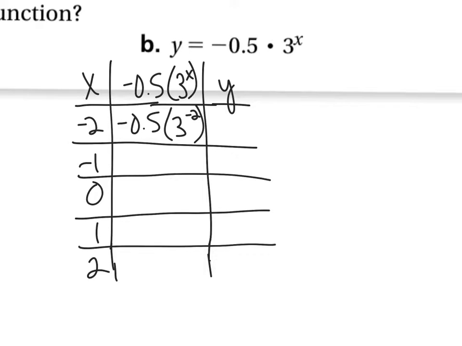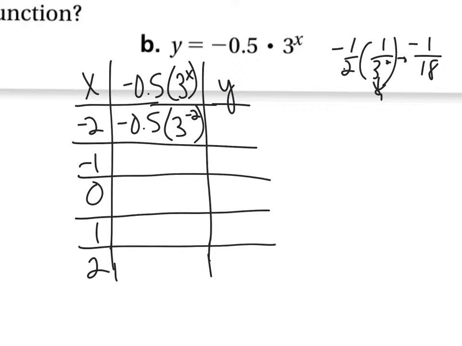Okay. And again, technically, we could work these out by hand. Negative 0.5 is the same as negative a half. 3 to the negative second power is 1 over 3 to the second power. And 3 to the second power is 9. 2 times 9 is 18. So that would be negative 1/18.